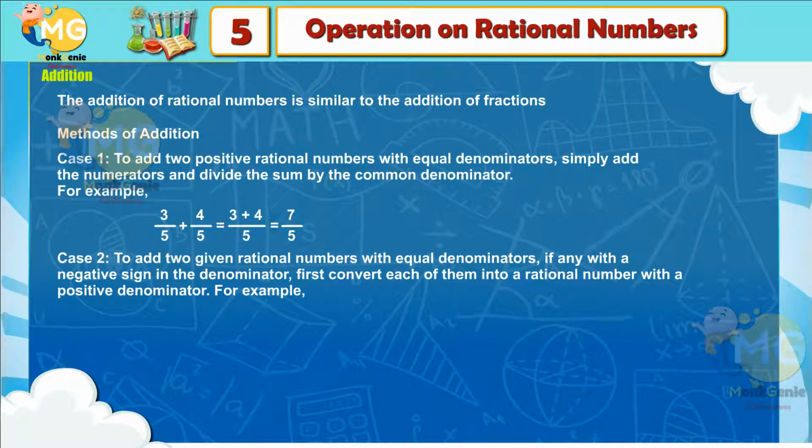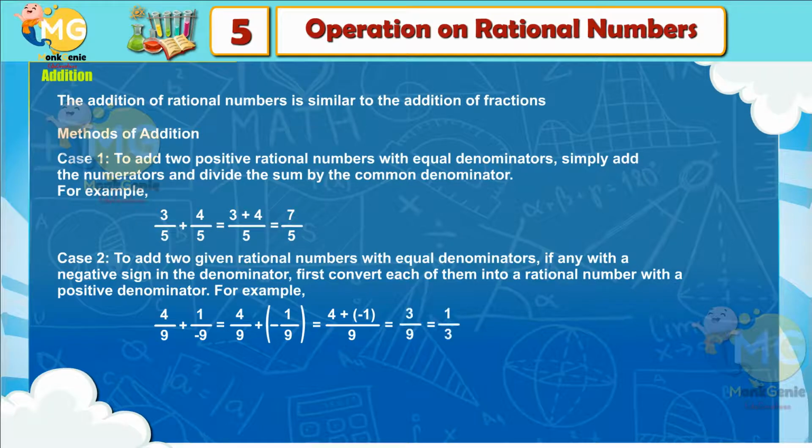To add two given rational numbers with equal denominators, if any has a negative sign in the denominator, first convert each of them into a rational number with a positive denominator. For example, 4/9 + 1/(-9) = 4/9 + (-1)/9 = (4 + (-1))/9 = 3/9 = 1/3.